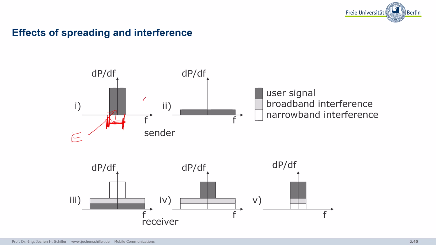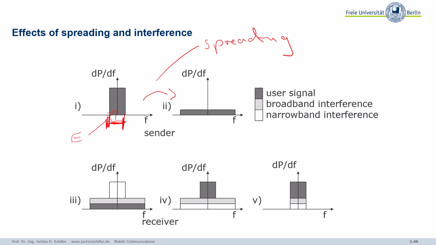Now you perform the so-called spreading. So this is our spreading of the signal. How we do this, I will explain in the next chapter. We use a certain code. We could, for example, multiply our data with it, XOR, etc. So we spread it. Then we have a spread user signal.